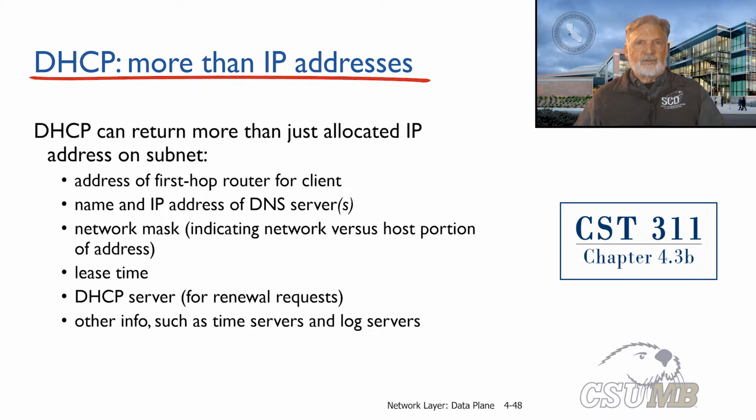The DHCP server can provide more than IP addresses. This configuration information includes the IP address of the first hop router, which is also called the default gateway, the name and address of the DNS servers, the network mask, the lease time, and the DHCP server. The DHCP server can also provide optional information, which can include such items as the IP addresses of time servers and log servers.